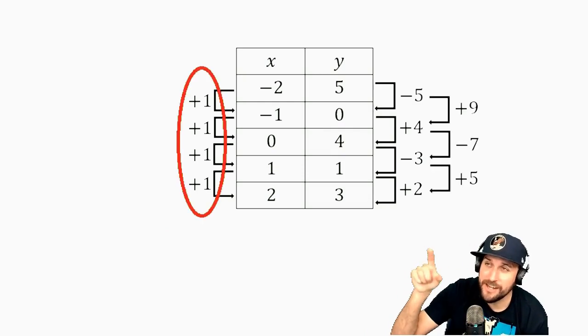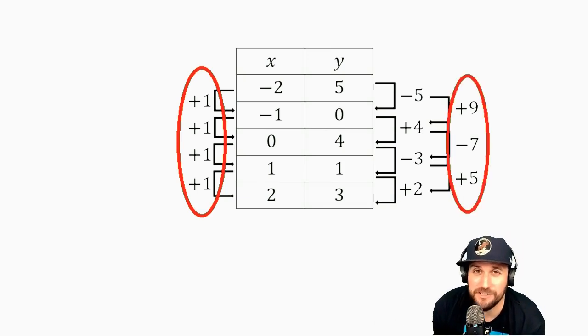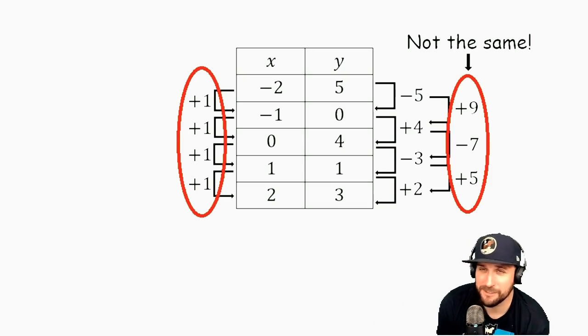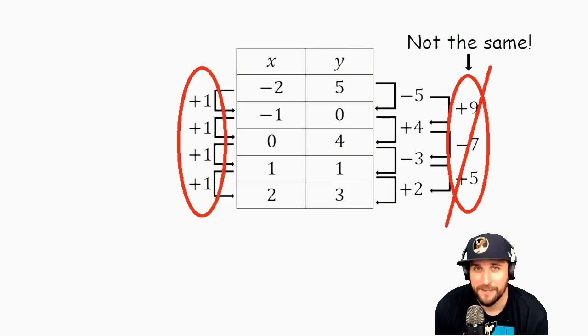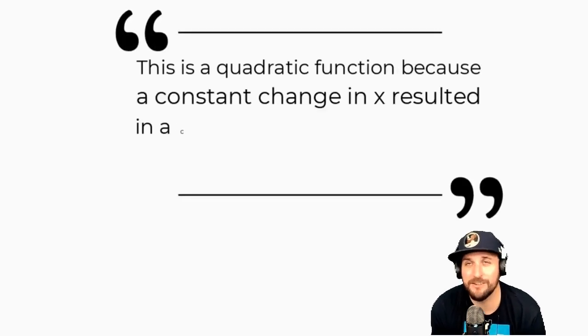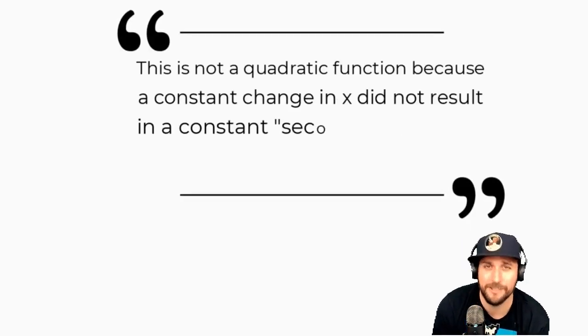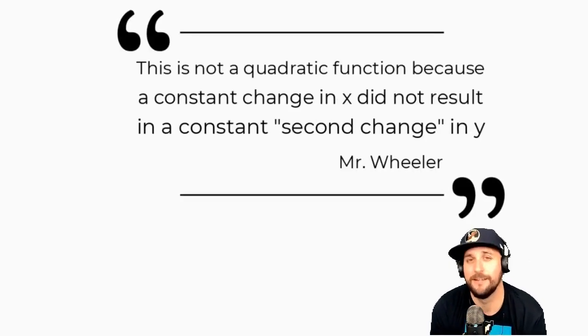It had a constant change in x, but there was not a constant second change in y, so it's not a quadratic function. If on a worksheet I asked you to explain whether one was or was not a quadratic function, we could say something like, yes, because a constant change in x resulted in a constant second change in y, or no, because a constant change in x did not result in a constant second change in y, if it came up on a worksheet that you might have at some point in your life.